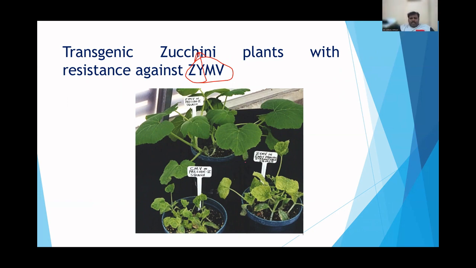And they have seen, you can see here, that the transgenic plant expressing the coat protein of ZYMV was able to tolerate the infection, while its control, which doesn't have the transgene, was highly infected with the virus. You can see the difference between these two images. This is the transgenic plant. This is the natural plant which is infected with the ZYMV infection.